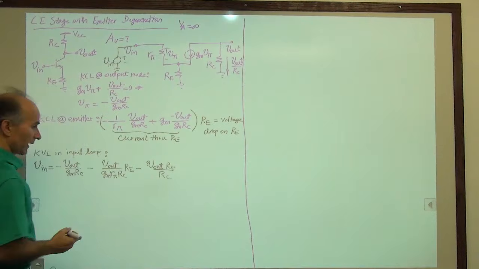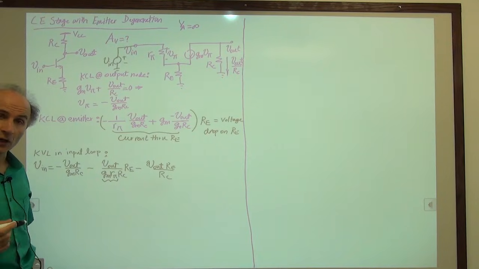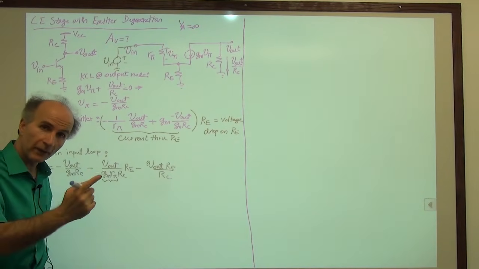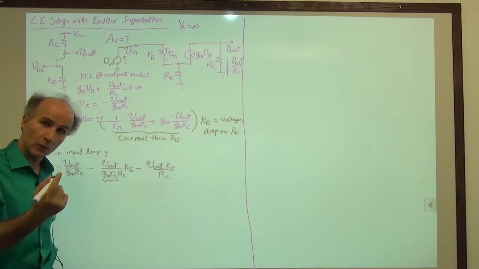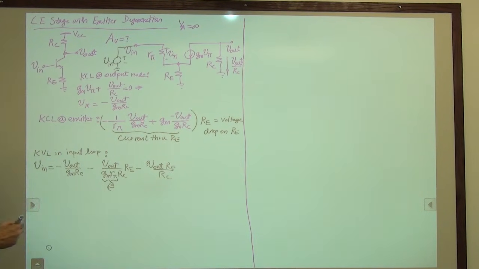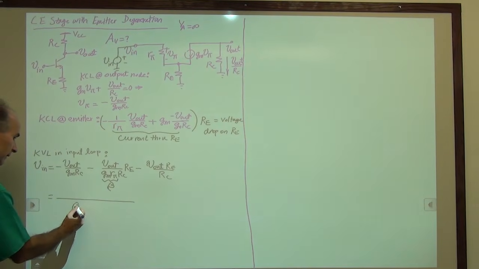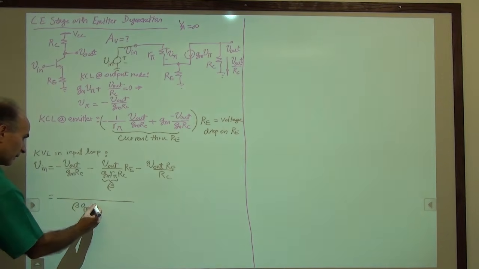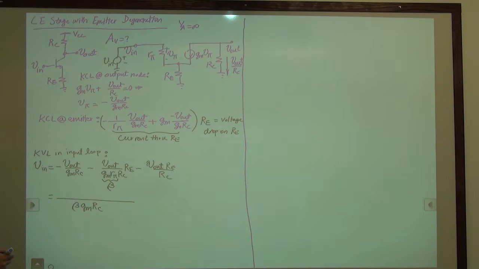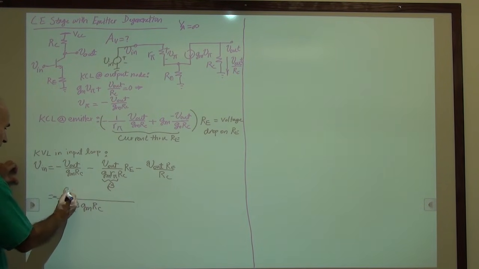Again, let's make some simplifications. Do we know what GM R pi is? Remember, R pi was equal to beta over GM. So GM R pi is equal to beta. So that's nice. Beta here. And now we can write this as beta GM RC as a common denominator. And then here, I have a negative sign, I'll keep it over here. Then this beta goes multiplied by V out.